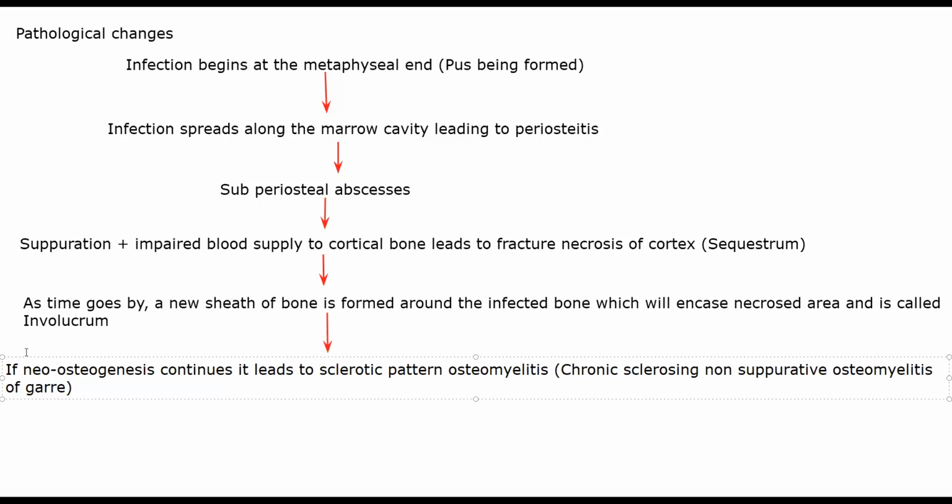That is why, and it will have a sclerotic pattern because it is going on for a long period of time. Usko chronic bol rahe, because it is sclerosing, sclerotic type, usko sclerosing bol rahe, because that bone does not have any pus. It is non-suppurative osteomyelitis of Garré. Okay. Now, occasionally, this is the sequence. Okay, how pyogenic osteomyelitis will continue.